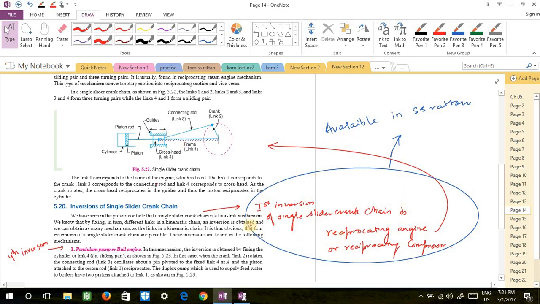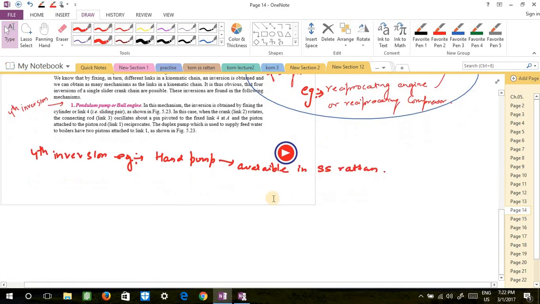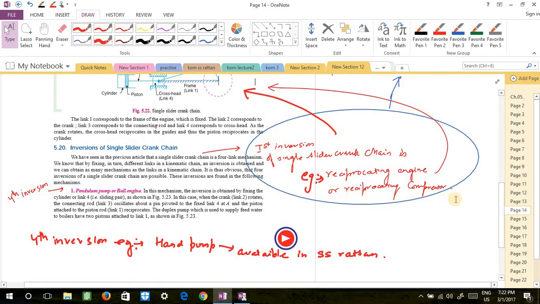An example of the first inversion is this one, reciprocating engine or reciprocating compressor, and the diagram is represented over here. It is available in S.S. Ratan also, so you can study it from there. But please take a note of it.